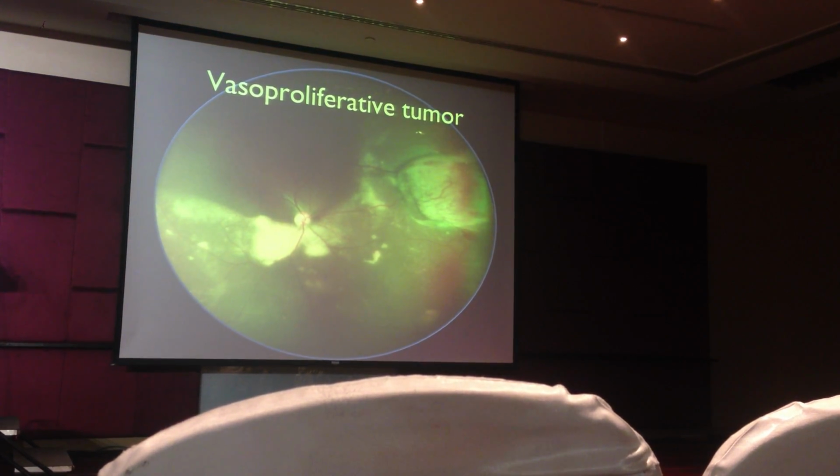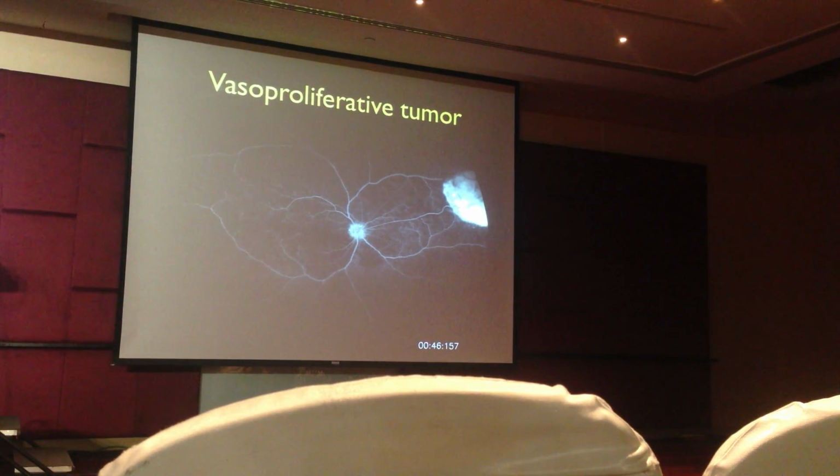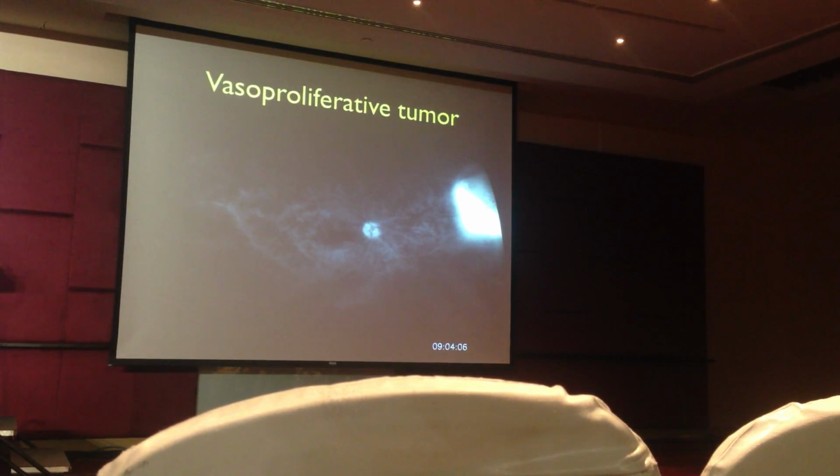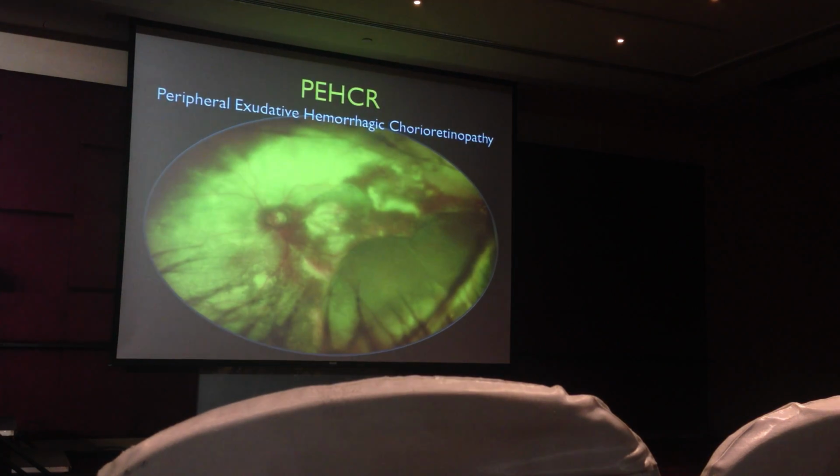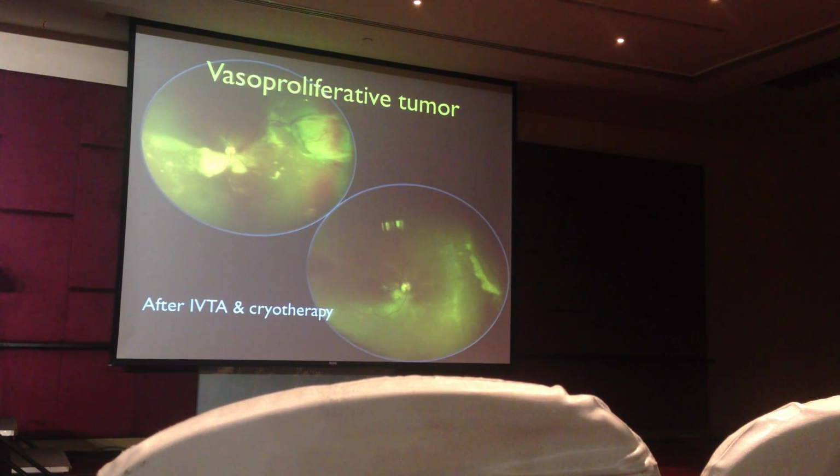Vasoproliferative tumor is very interesting. We find this more than we think. It's a vascular tumor of the retina, which would show very bright fluorescence in fluorescein angiography. This is a patient treated successfully with IVTA and cryotherapy. You can see that the massive subretinal exudates disappear after the treatment. This is one of the keys to differentiating it from melanoma.